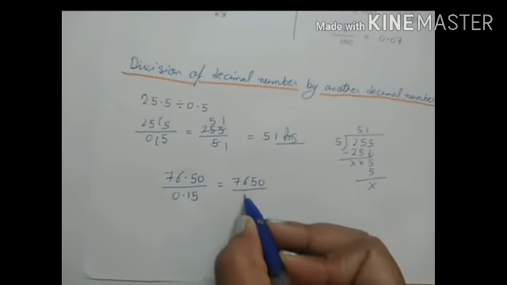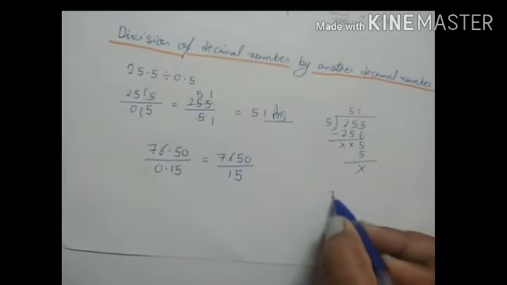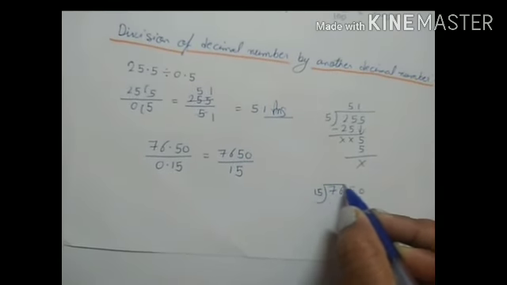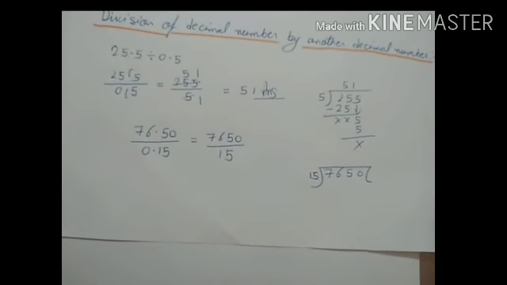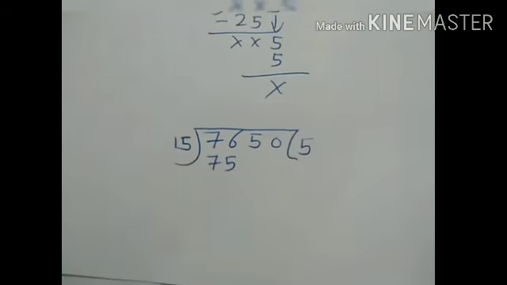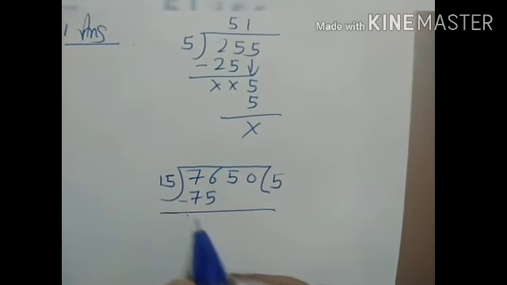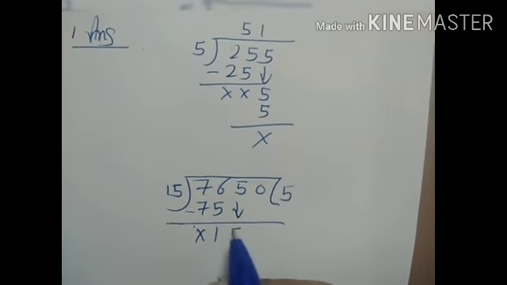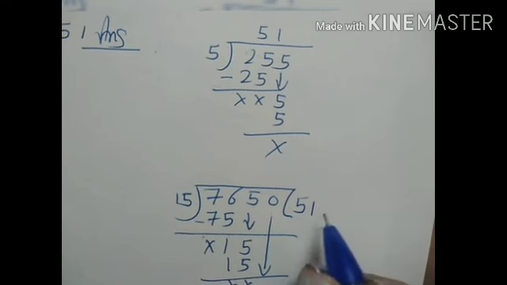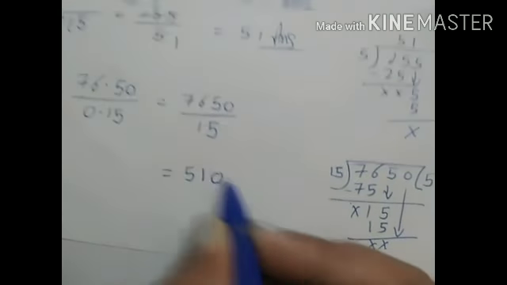7650 divided by 15. Now divide both the numbers. 7650 divided by 15. So 15 fives are 75. Subtract it. We get 0. Cancel out. Note down this 5. 15 ones are 15. Both cancel and 0. So the answer will be 510.